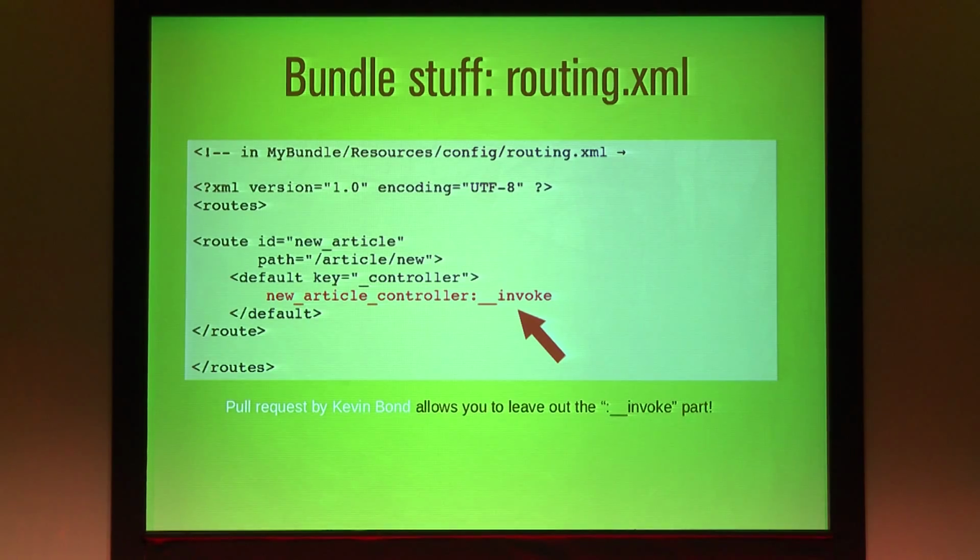There is a nice pull request by Kevin Bond. It has been merged already, but it's going to be available I think in Symfony 2.6. It allows you to leave out the __invoke part of this, so that will make things even nicer, better looking. So what have we achieved until now?